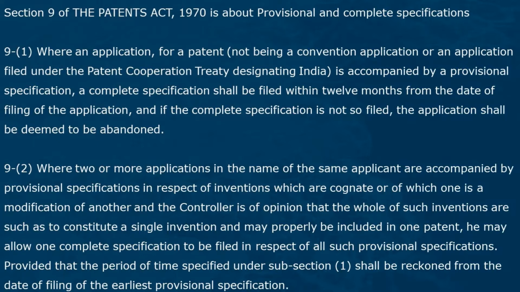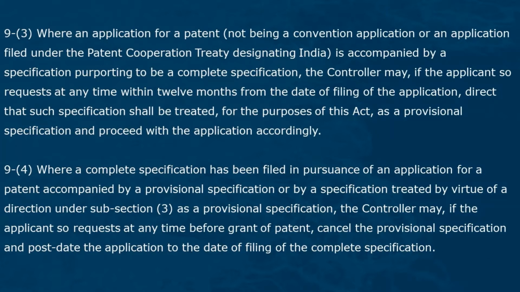9(2), where two or more applications in the name of the same applicant are accompanied by provisional specifications in respect of inventions which are cognate or of which one is a modification of another, and the controller is of opinion that the whole of such inventions are such as to constitute a single invention and may properly be included in one patent, he may allow one complete specification to be filed in respect of all such provisional specifications, provided that the period of time specified under subsection 1 shall be reckoned from the date of filing of the earliest provisional specification.